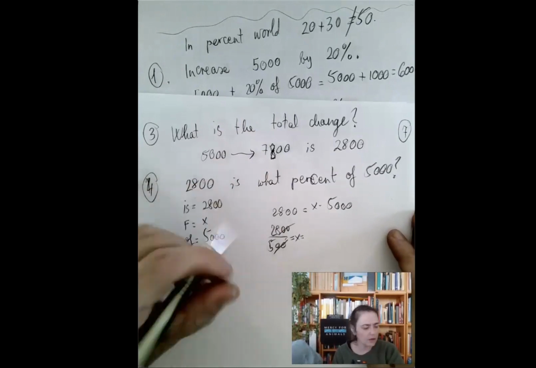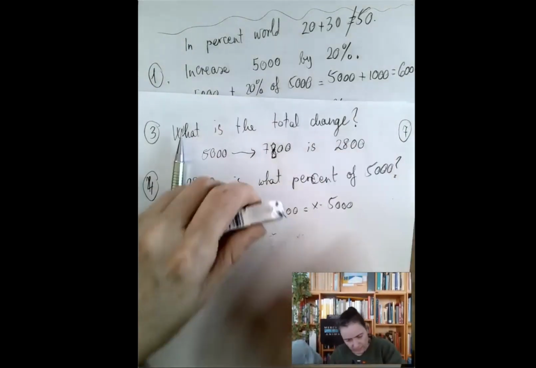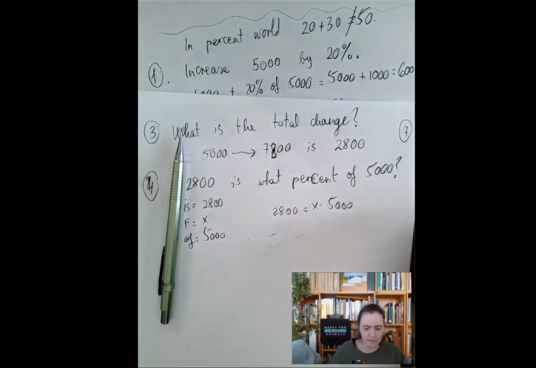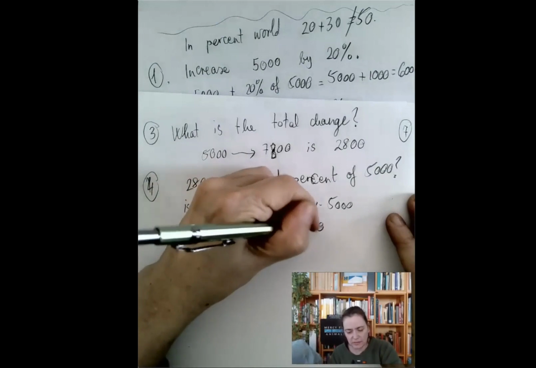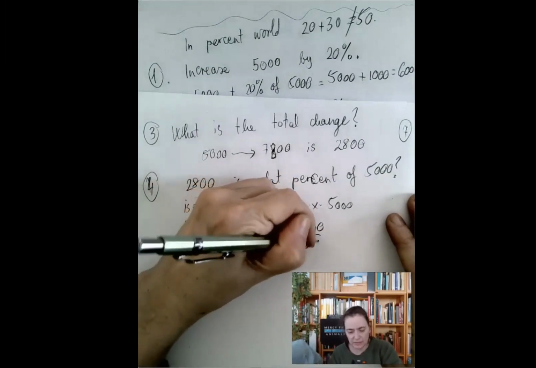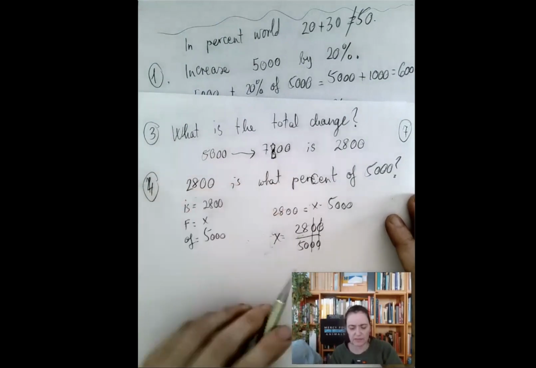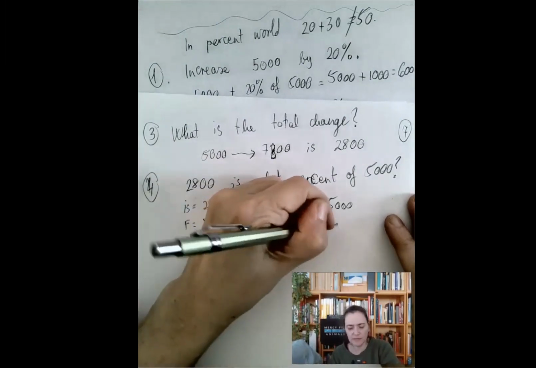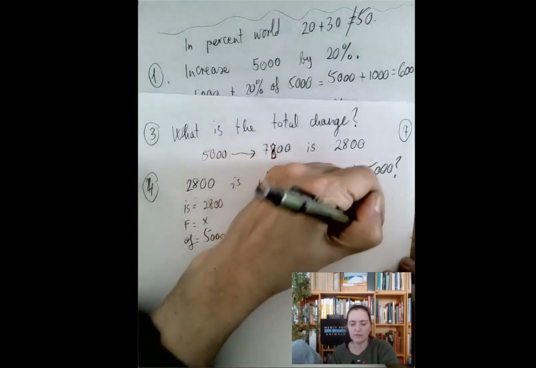Oh, how about just 10? We're going for a percent. So x is 2,800 divided by 5,000. But if we chop off 2 zeros, then it's 28 over 50. So we multiply upstairs and downstairs by 2, and that's 56 over 100, or 56%.